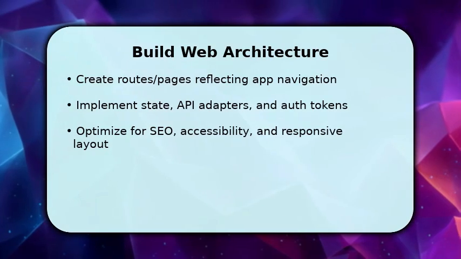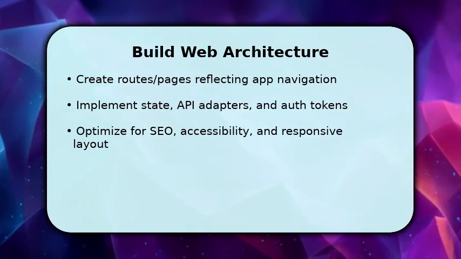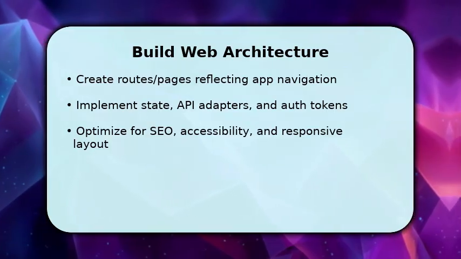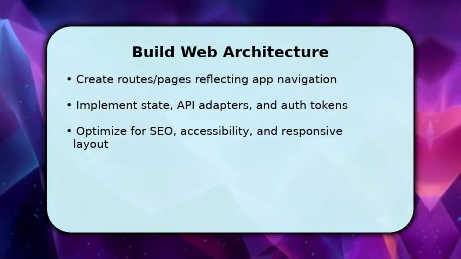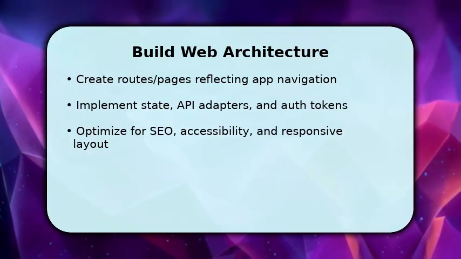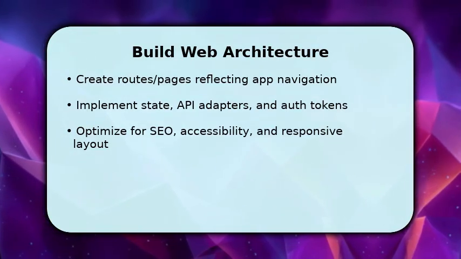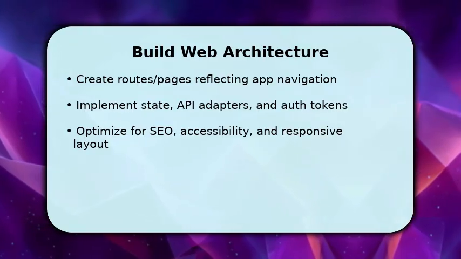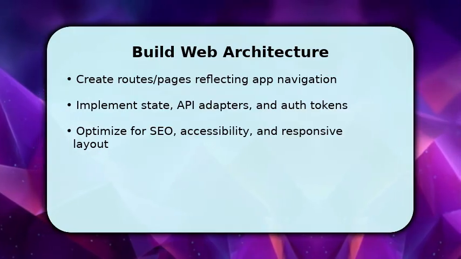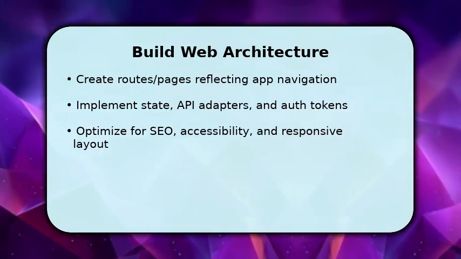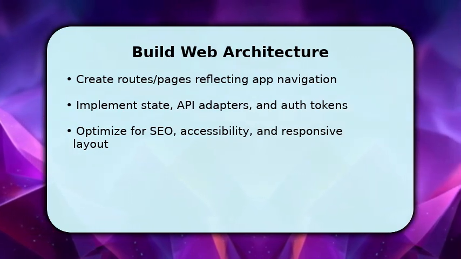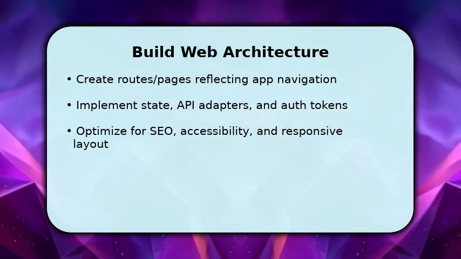Now you implement the core architecture. Translate app screens into routes or pages, wire global state or context, and build API adapters to match mobile endpoints. You will recreate authentication flows with OAuth or token refresh, and replace local storage with secure cookies or IndexedDB as appropriate. Once the basics work, focus on SEO and accessibility: semantic HTML, meta tags, and keyboard support, because they affect discoverability and usability. Make sure components are responsive and test at common breakpoints.